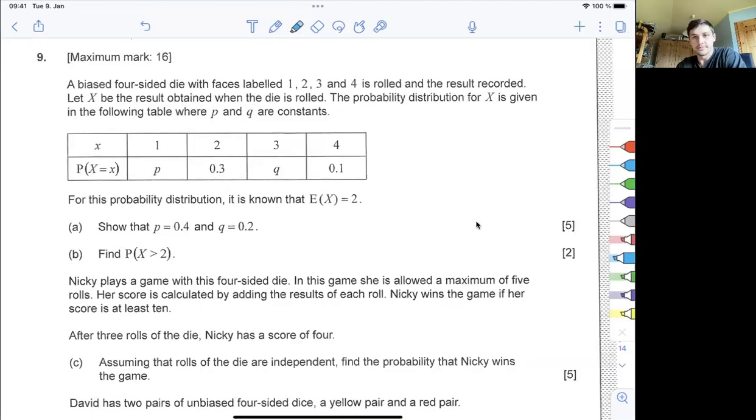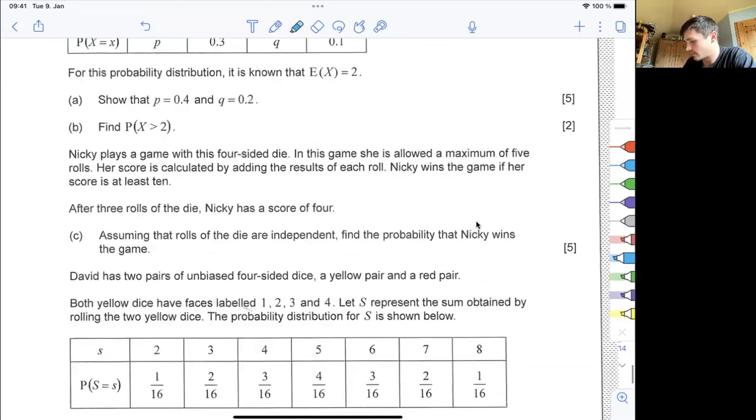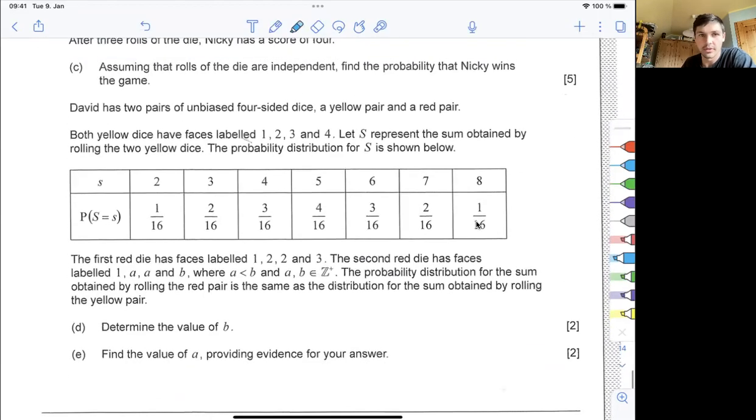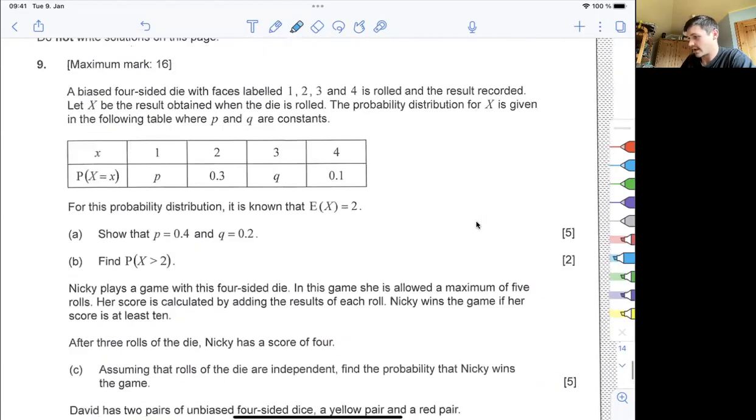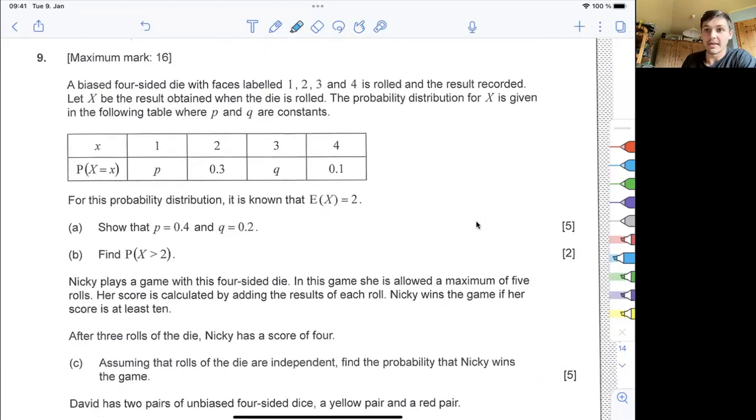Okay, question 9. So the way we are going to look at this question is it's effectively two questions. You've got parts A, B, and C, which are all relating to this first probability distribution. And then you've got parts D and E, which almost feel like a completely new question. So first of all, let's just look at parts A, B, and C together, and we'll answer them, and then we'll go on to that next bit.